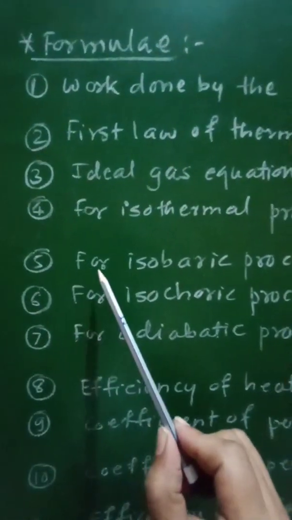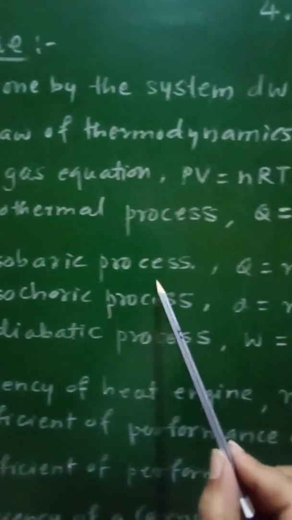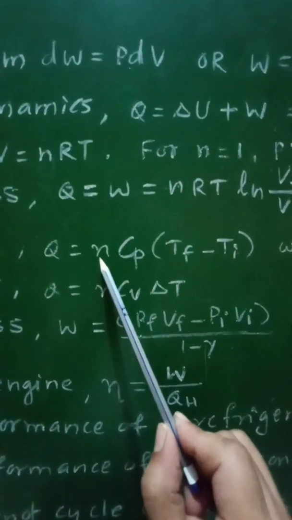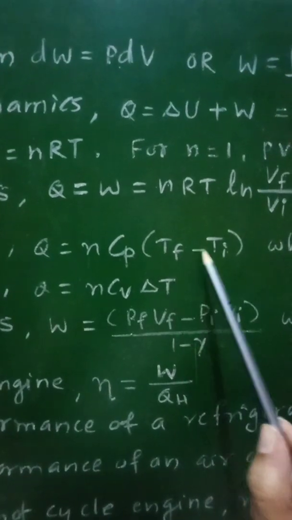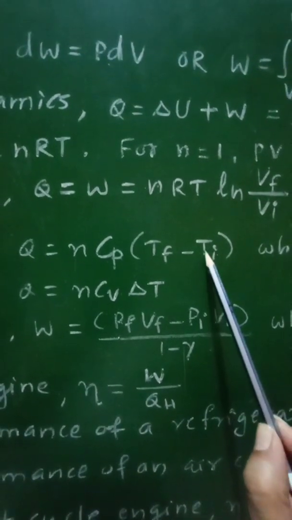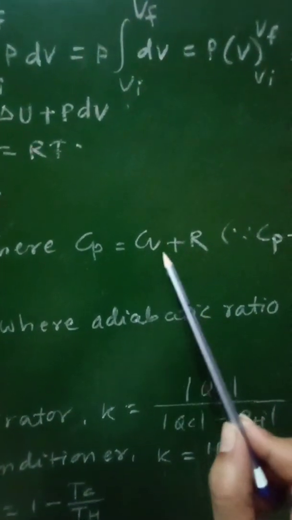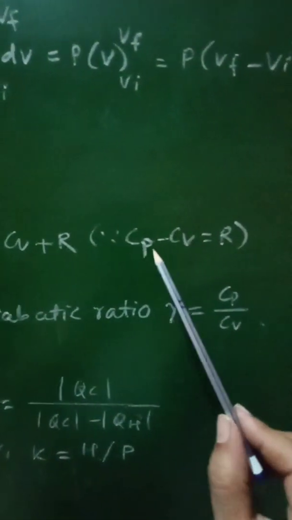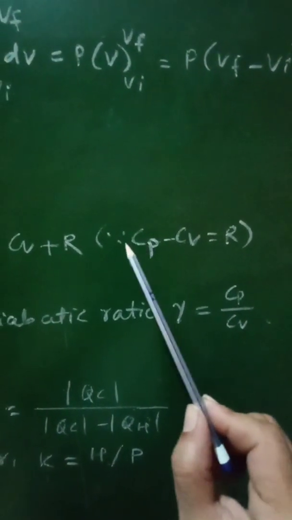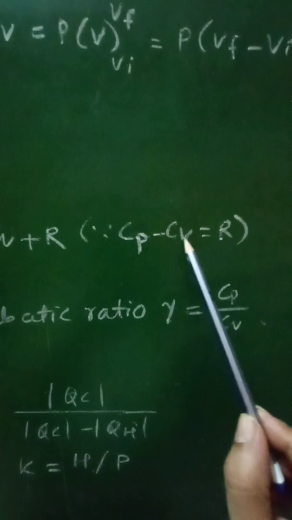Then fifth formula gives for isobaric process. So if the process is isobaric, then for isobaric process, Q is equal to nCp into Tf minus Ti, where Tf is the final temperature, Ti is the initial temperature, and where Cp will be equal to Cv plus R, because we know that Cp minus Cv equal to R, that is the Mayer's relation, where Cp is specific heat capacity at constant pressure and Cv is specific heat capacity at constant volume.